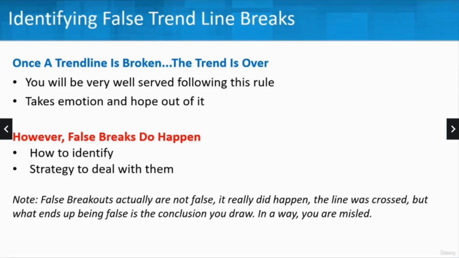And one thing to note about this, the terminology is like a false breakout, but actually they're not false. It really did happen. The trend line really was crossed. But what ends up being false is the conclusion you draw from it. In a way, you are misled. It happens all the time. And we're going to look at how maybe to possibly identify these things so we're misled less.